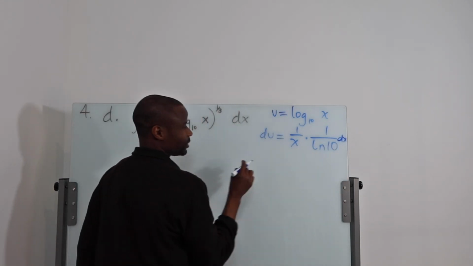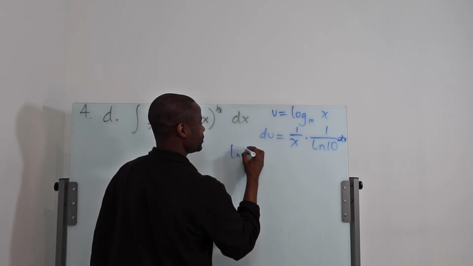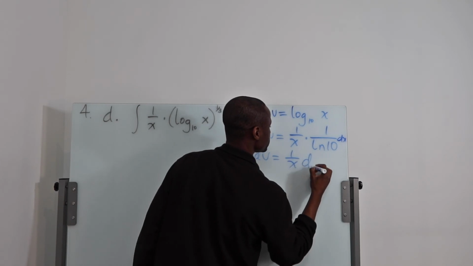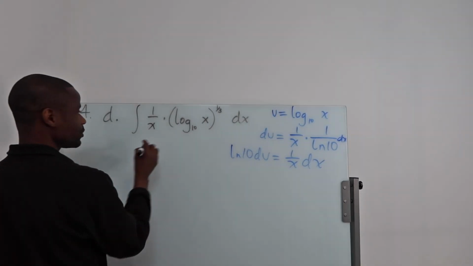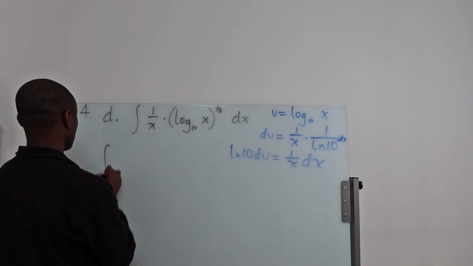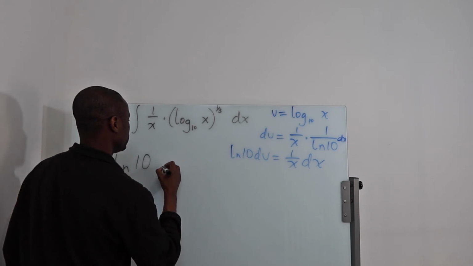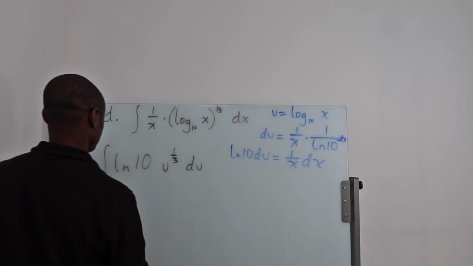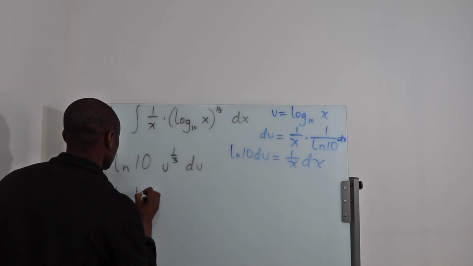And if I were to multiply both sides by the natural log of 10, because it's a constant, I get natural log of 10 du equals 1 over x dx. That's exactly what we have. So this problem then becomes natural log of 10 times u to the 1/3 du. Remember, natural log of 10 is constant. We take that out.